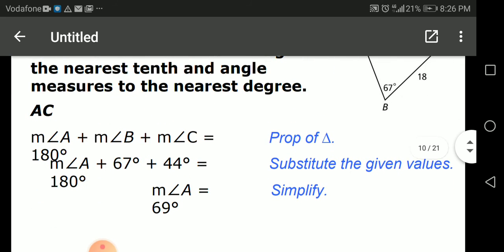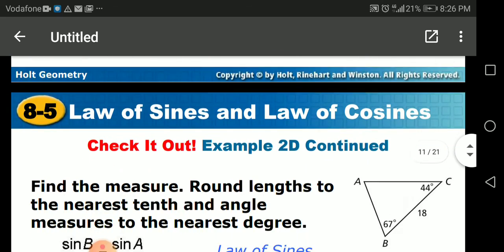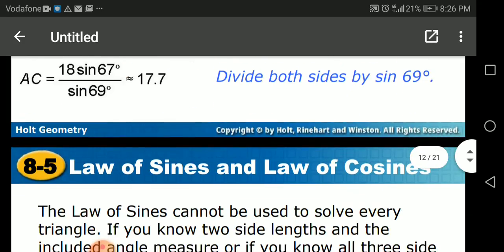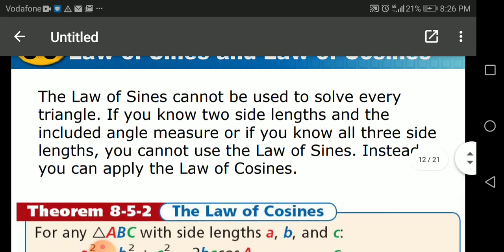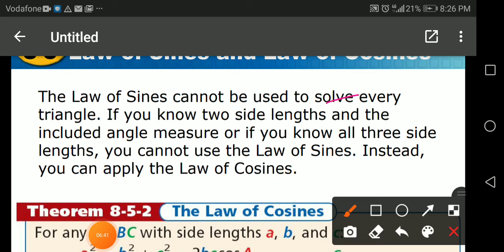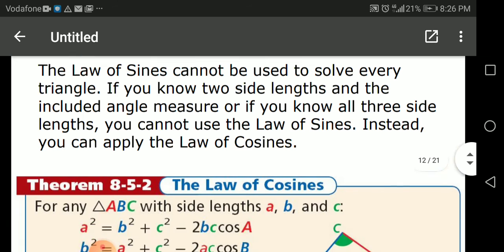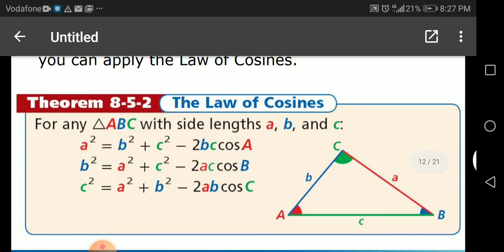Now let's have another law. It's the law of cosines. Okay guys, the law of sines cannot be used to solve every triangle. If you know two side lengths and the included angle measure, or if you know all three side lengths, you cannot use the law of sines; instead we're going to apply the law of cosines. What are you talking about? Oh my God, this is a very hard rule.